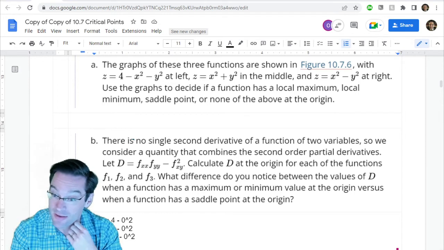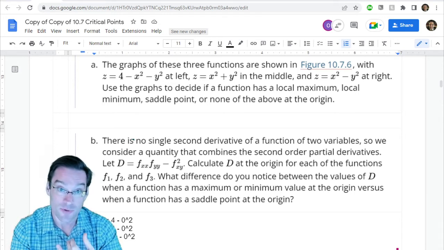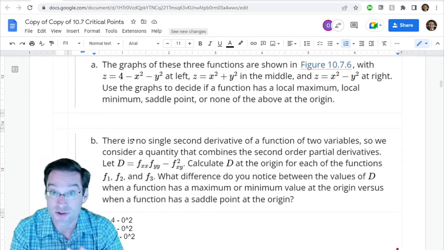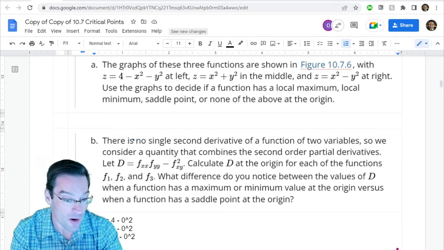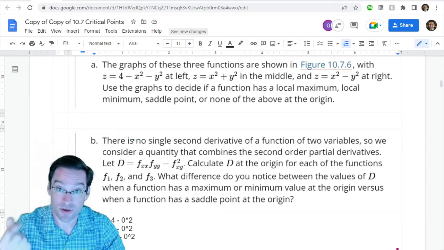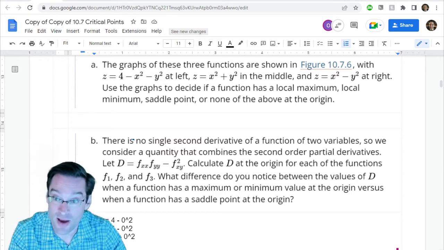Then if that's true, we already know that the concavity of the graph in the x direction is going to be the opposite of the concavity of the graph in the y direction. And so automatically, having those two pure partials have opposite signs should immediately guarantee that we do not have a local maximum or minimum at that point, because we have a discrepancy in the signs of the concavities.